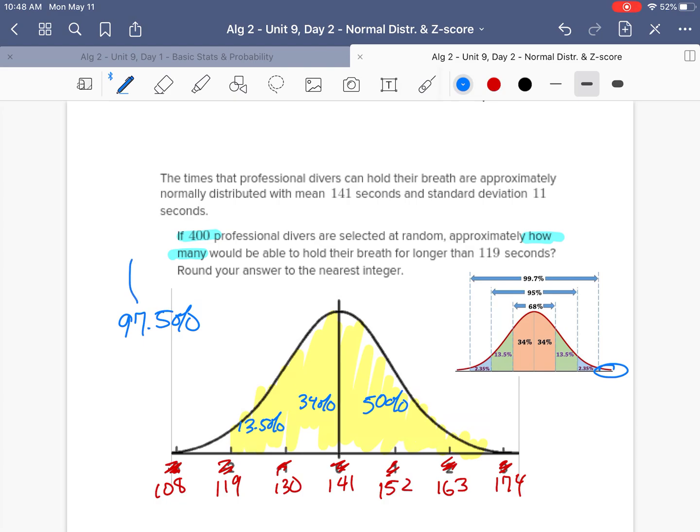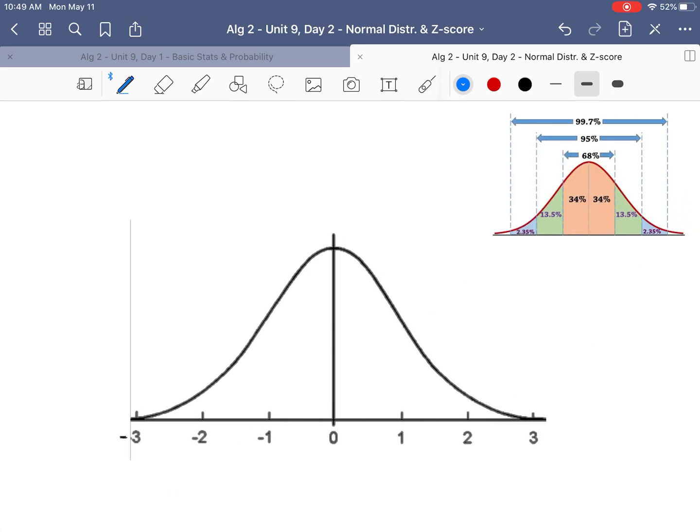Well, I need to know what's 97.5% of 400 divers, because the question is asking how many divers. So what I have to do is 400 times 0.975. Because remember, when you want to know a percent of something, you have to move the decimal 2 places to the left. So if you do 400 on your calculator times 0.975, you get 390. It came out to exactly 390 by chance. So my answer up here, 390 divers. All right. So next, the last thing we're going to talk about is your z-score.